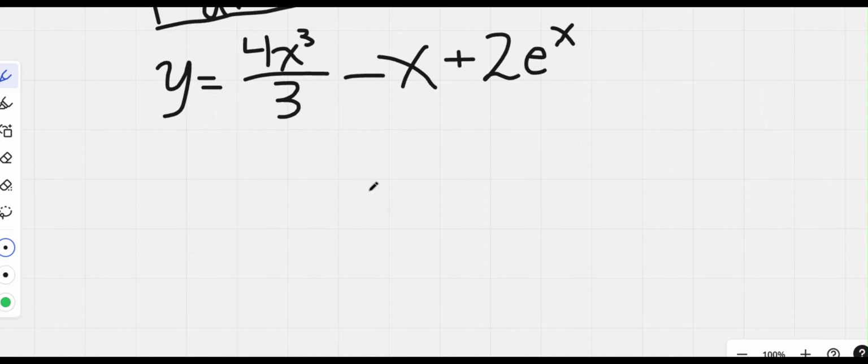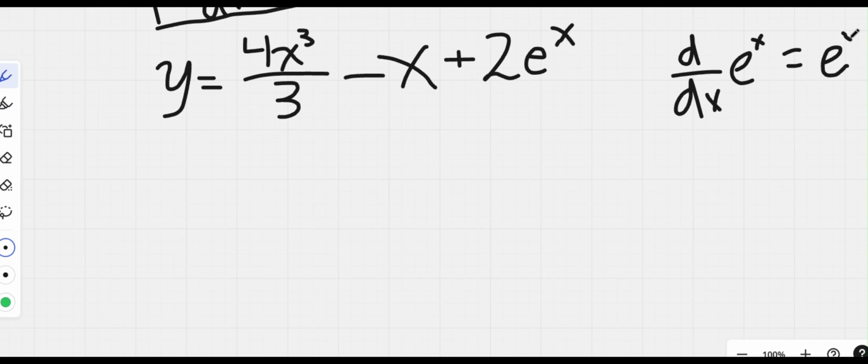Next one. Y equals 4/3 x to the third power minus x plus 2e to the x. Now, the derivative of e to the x equals e to the x. And knowing that, let's solve.